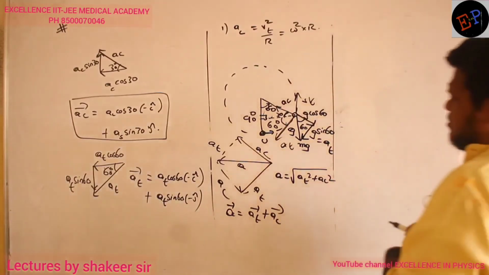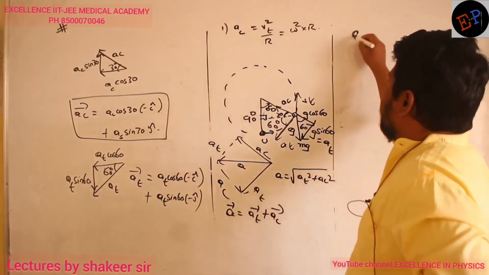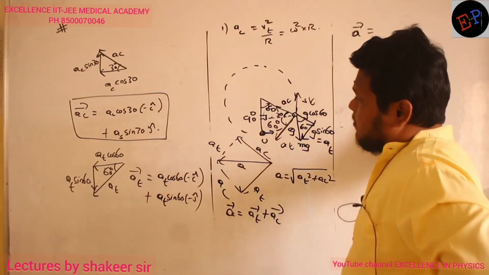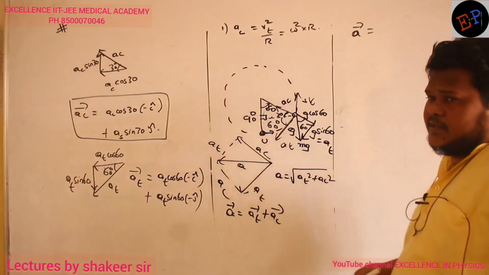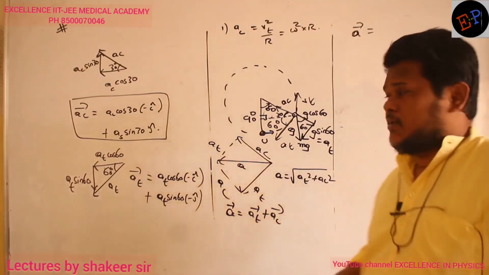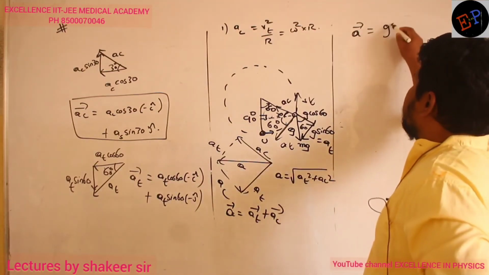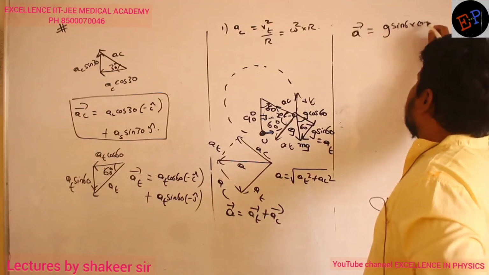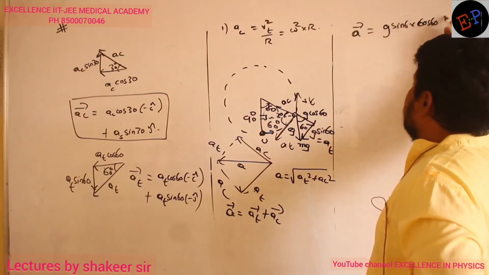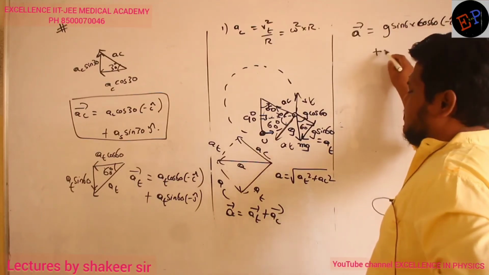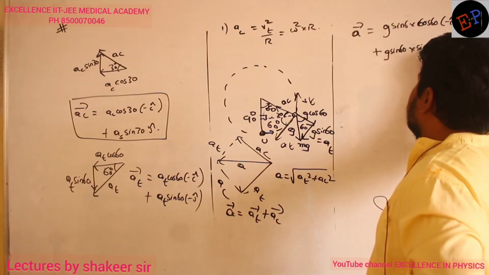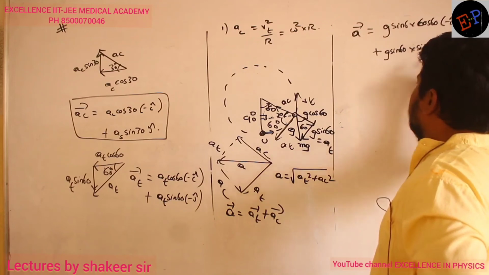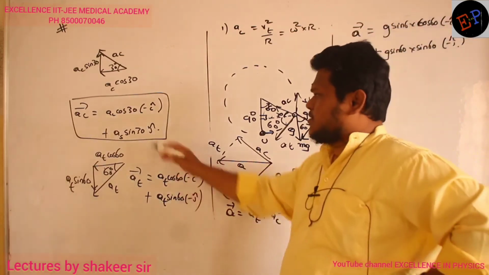now you can do the calculation. So the net acceleration A vector is equal to AT. AT cos 60, where the AT value is G sin 60. So G sin 60 into cos 60 minus i cap, plus AT, G sin 60 multiplied by sin 60 minus j cap, plus, now you add AC vector.